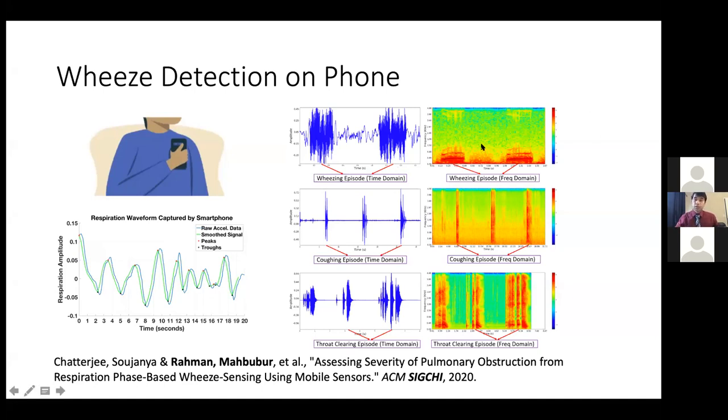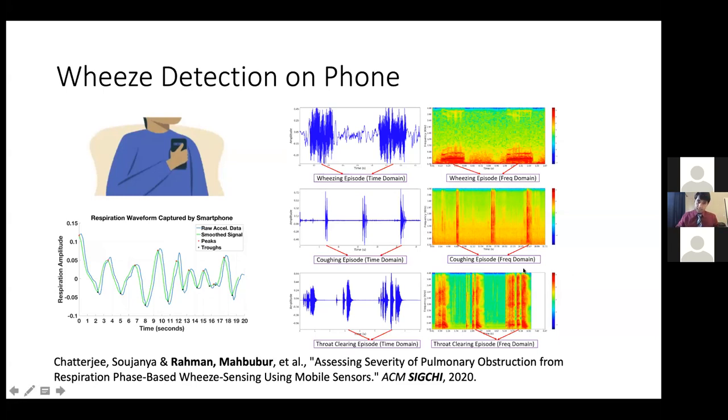You can see in this graph on the top, this is the wheezing sound. And as you see in the spectrogram, the frequency domain graph, you can see several horizontal lines. Those are the dominant notes or tones, the musical notes, that can be captured using the microphone. When we hold this phone on the chest, the microphone captures the sound, and the motion sensor captures the breathing motion. When we combine them together, we can assess whether a patient has a severe lung condition or not.